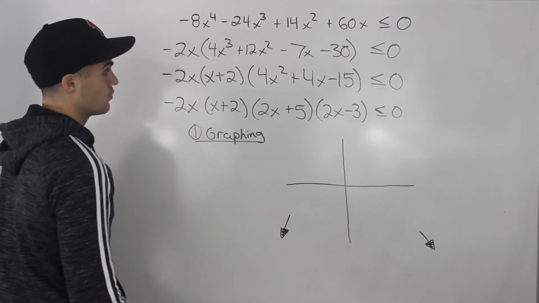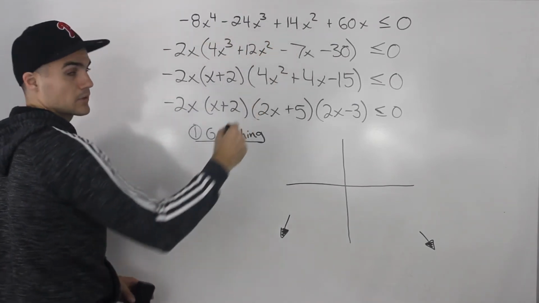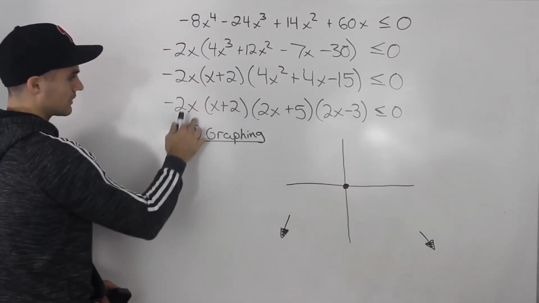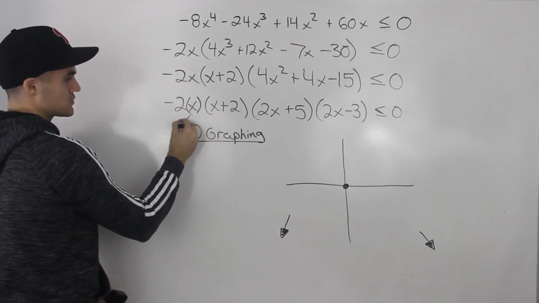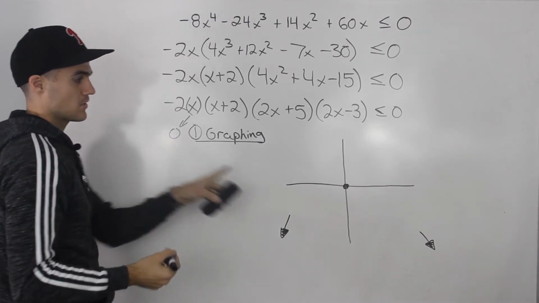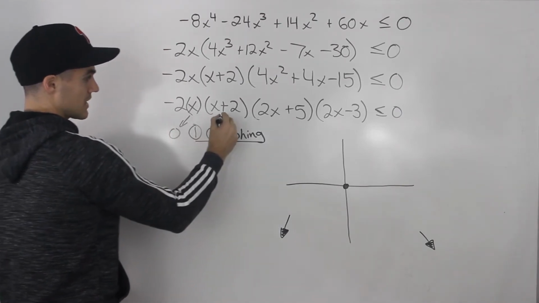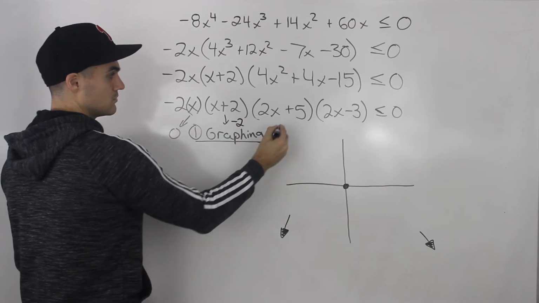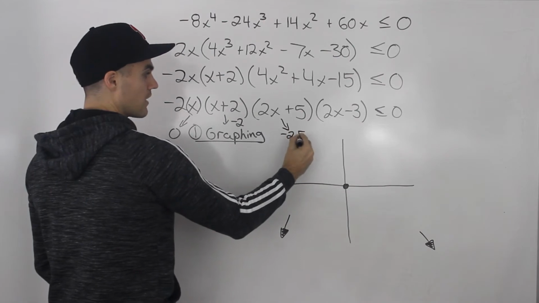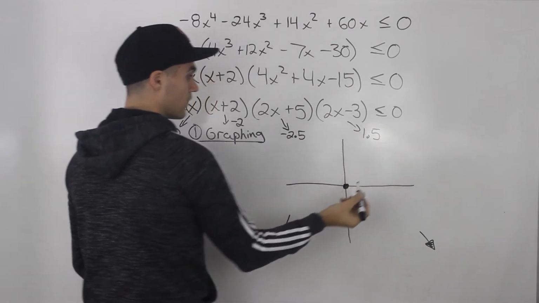Now, what about the y-intercept? Well, if we plug in 0 for all the x's, notice that we'll get 0 for y. So it's going to go through the origin. That makes sense because notice how this x here is by itself, so we know one of the x-intercepts is going to be 0. And whenever one of the x-intercepts is 0, the y-intercept is 0 as well. So 0 is one of the x-intercepts. The x-intercept here is going to be negative 2. Here, it's going to be negative 5 over 2, which is the same as negative 2.5. And here it's going to be 3 over 2, which is the same as 1.5.